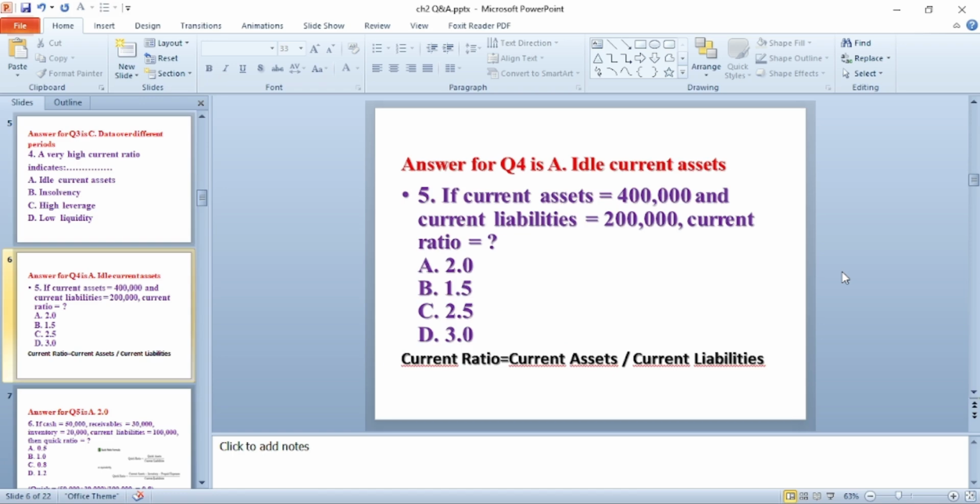Question 5. If current asset is 400 and current liability is equal to 200, current ratio is equal to dash. Current ratio is equal to current asset divided by current liability. So current asset is 400 divided by current liability 200, which is equal to 2.0, A.